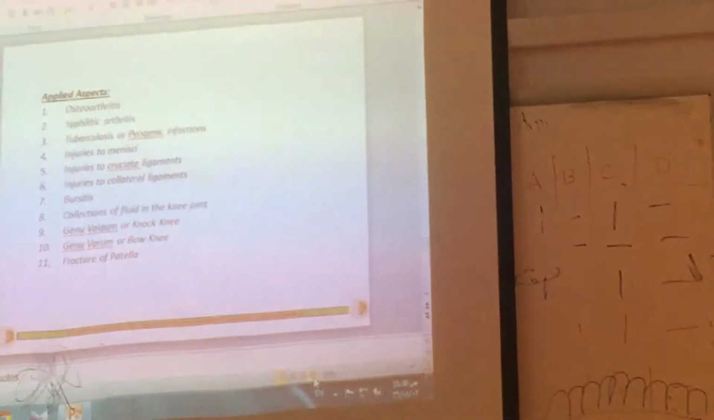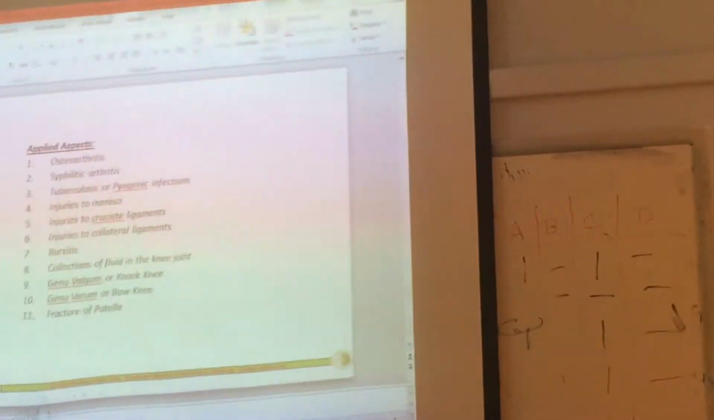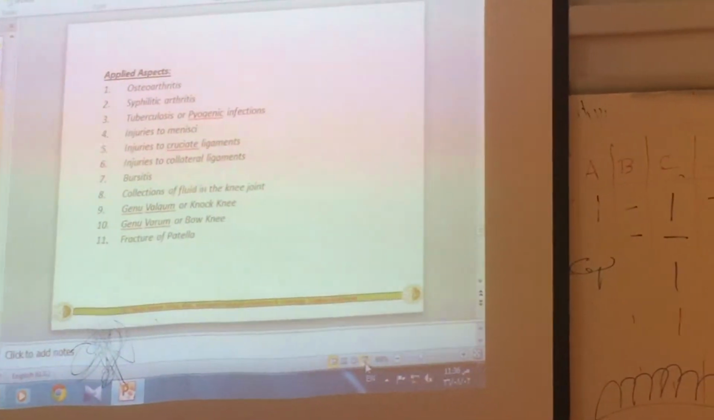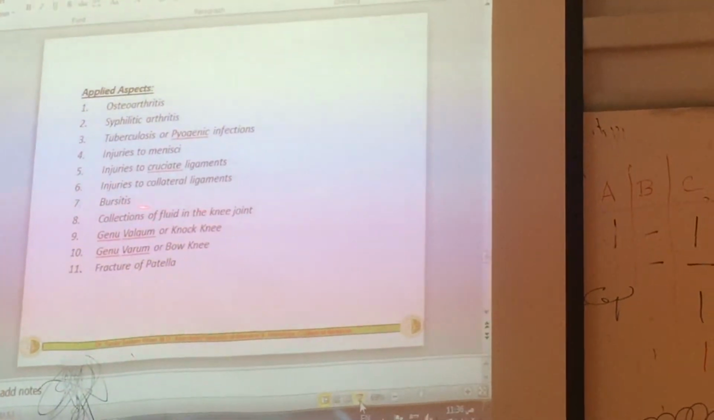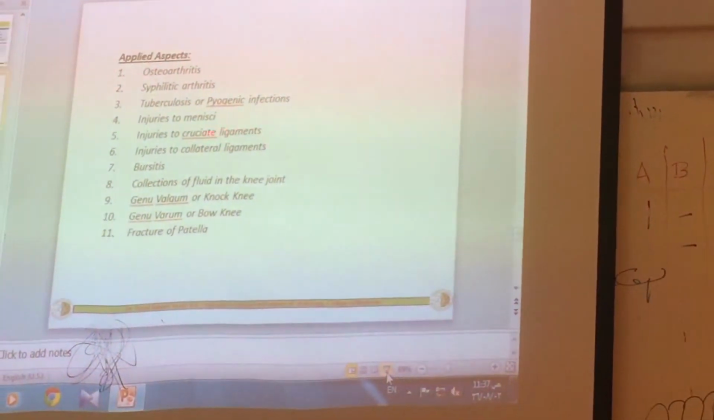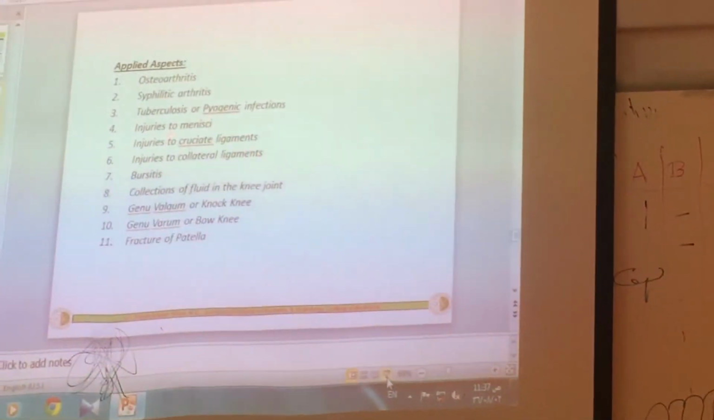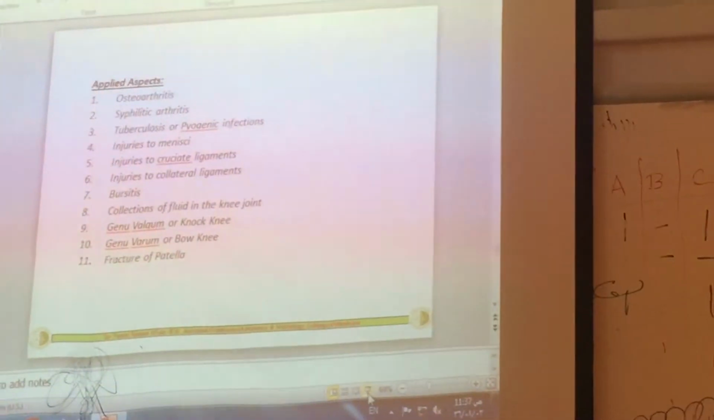Coming to the applied aspects, I just named them. One is osteoarthritis, infection, inflammation of the joint. Then there might be syphilitic arthritis, tuberculosis, injury to the menisci, then injury to the cruciate ligaments. Whenever there is excessive movement, the cruciate ligaments are damaged. Injuries to the collateral ligaments: whenever there is side-to-side movement, there might be damage to the collateral ligament.